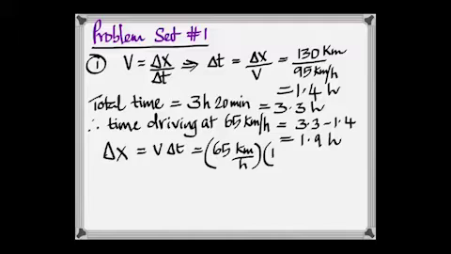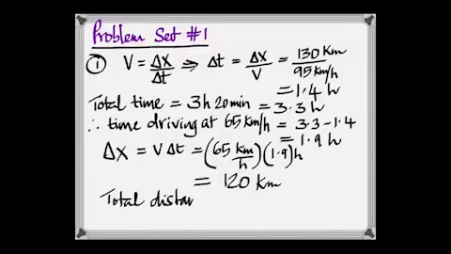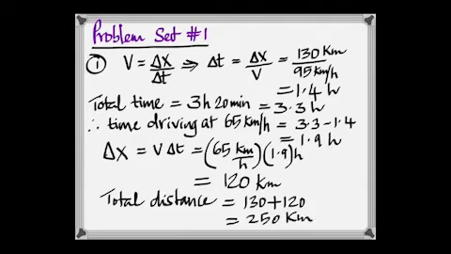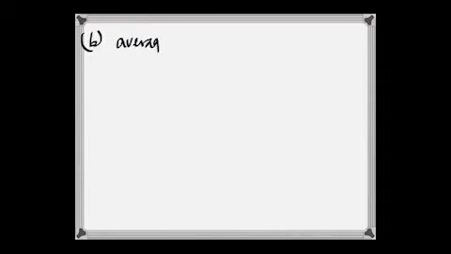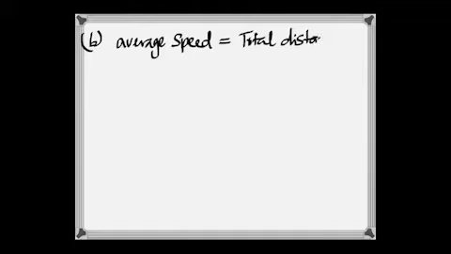1.9 hours? Okay. And then you calculate the displacement during that 1.9 hours just by multiplying, and you get it as 120. So now you add the 120 to the 130, and you get the total displacement, which is 250 kilometers.